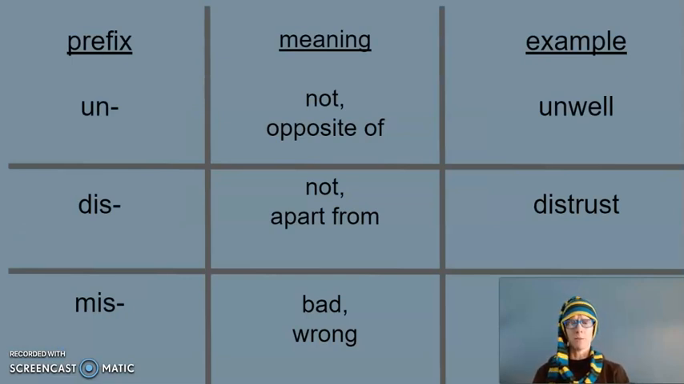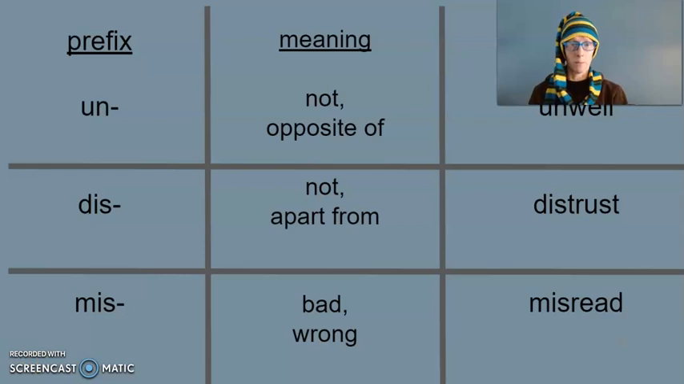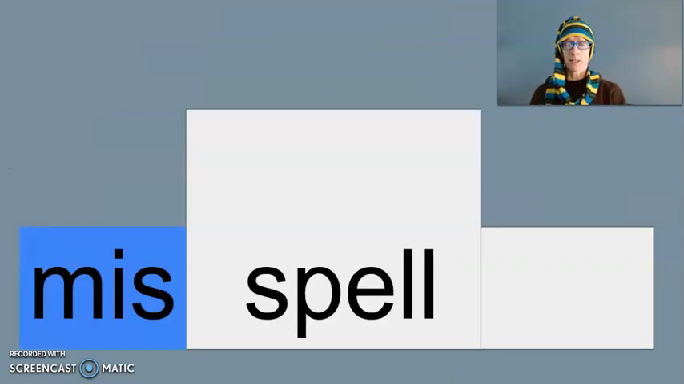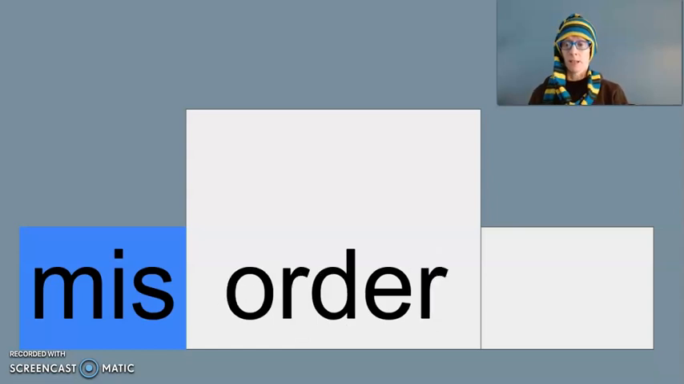Please pause the video to write what we know so far about the prefix miss. Miss means bad or wrong, like in the example, misread. Another example of the prefix miss is misspell. If you misspell something, you probably spelled it wrong. If you misorder something, you probably ordered it wrong.